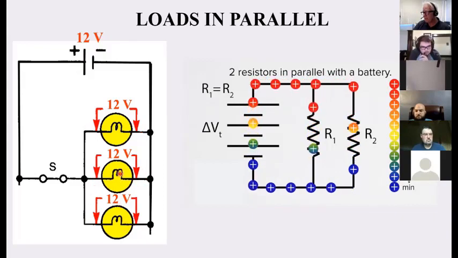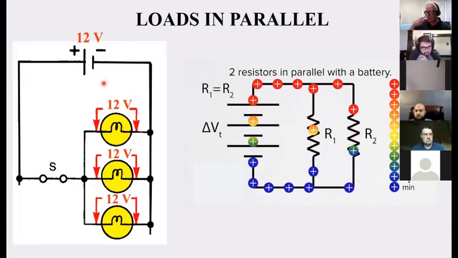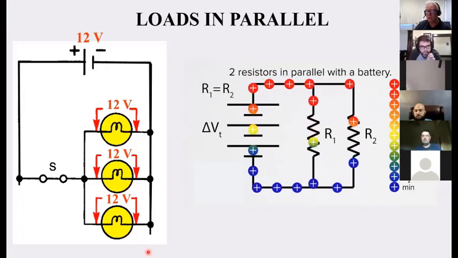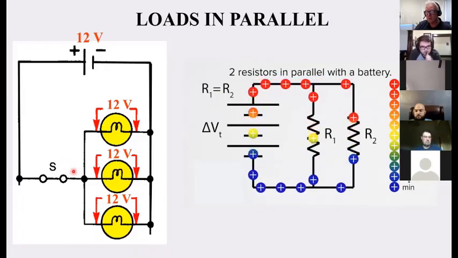In a series circuit, we saw that the voltage was divided proportionally among the loads. Here we see that they all have the same voltage, but what's different is the current.